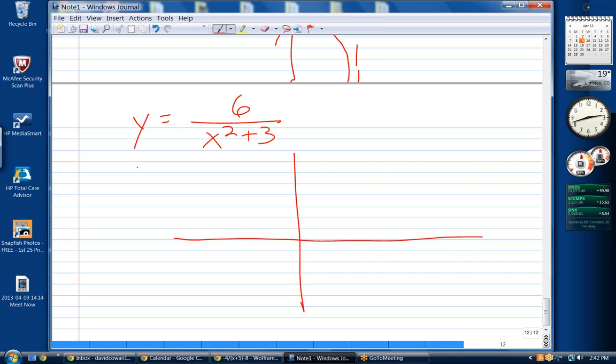Can y be negative? No, it can't, because the denominator is always positive. The numerator is always positive. In fact, what is the smallest value that y can be? X can be 0. So when x is 0, y is equal to 2.